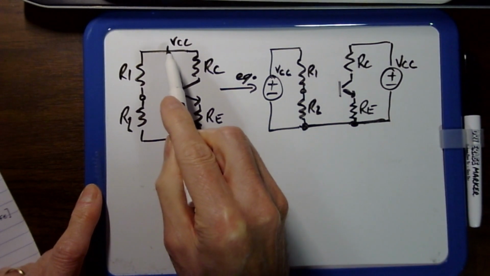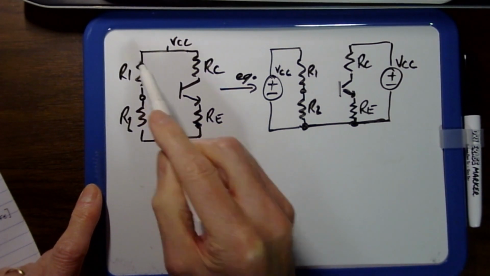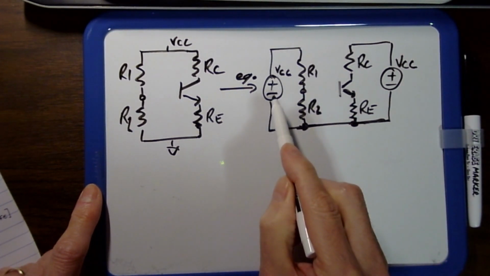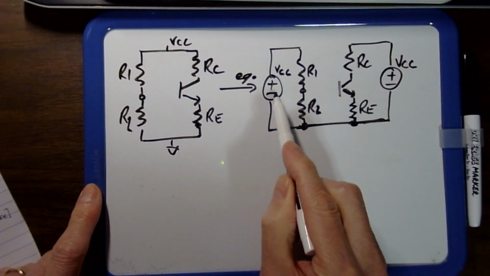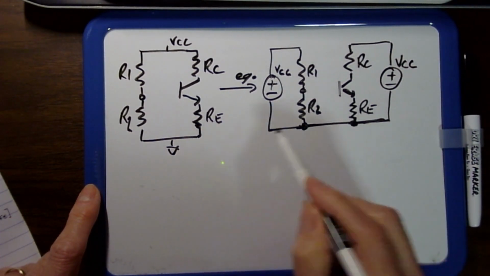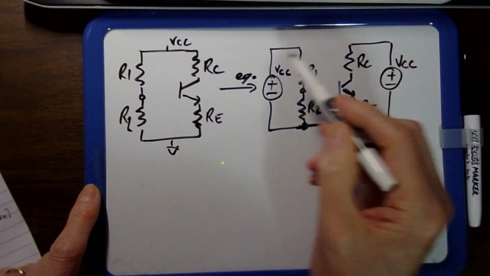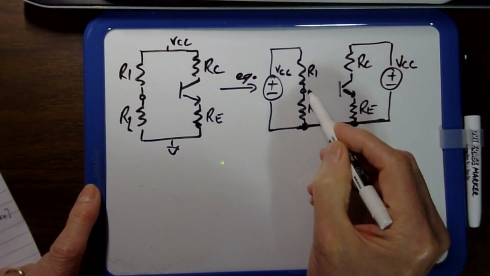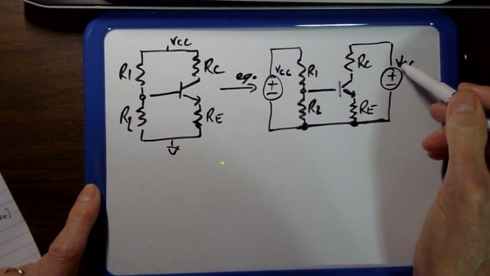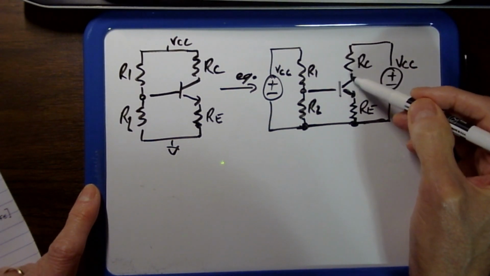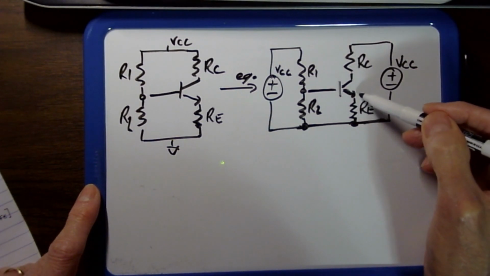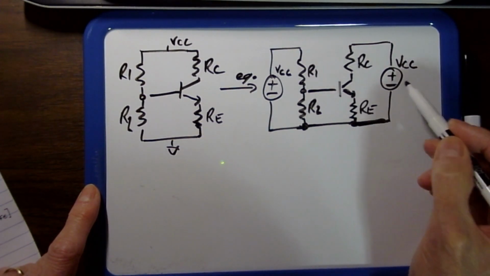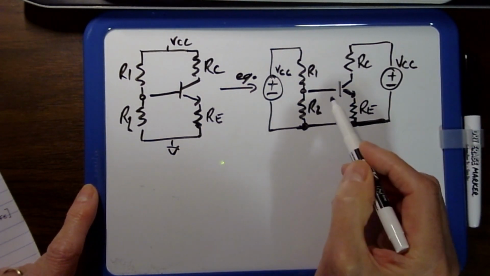Okay, so if you look, VCC goes to R1, goes to R2, and then on the minus side of the voltage source is the ground, basically. And the same thing on the other side: VCC to RC, then it goes through the collector, emitter, RE, and here it goes to ground, but here it goes to the minus of the voltage source. So those two are totally equivalent.